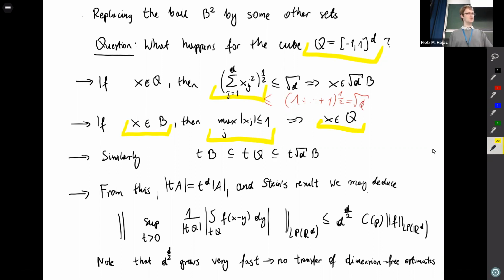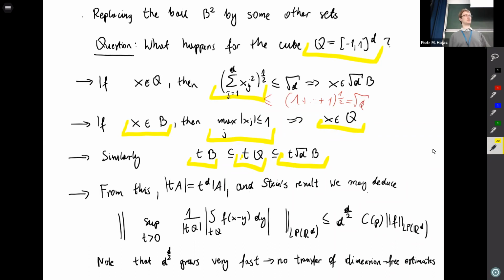So the moral of this short argument above is that if you take, well, I add the factor t here, but the argument would be pretty much the same. It says that the dilation of the ball is inside the dilation of the cube, and the dilation of the cube is inside the dilation of the ball by an additional factor square root of d. Okay, so the sets are comparable, but you lose in one way the comparability constant is 1, but in the other way it is square root of d.